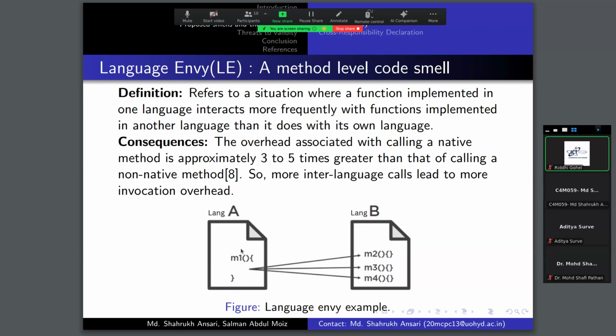language A. So the consequences are, there are studies which show that the overhead associated with calling a native method, a native method being just a foreign method in JNI, is approximately 3 to 5 times greater than that of calling a non-native method. Like if we call a C method from Java, then it will take 3 to 5 times more resources than calling a Java method from Java itself.